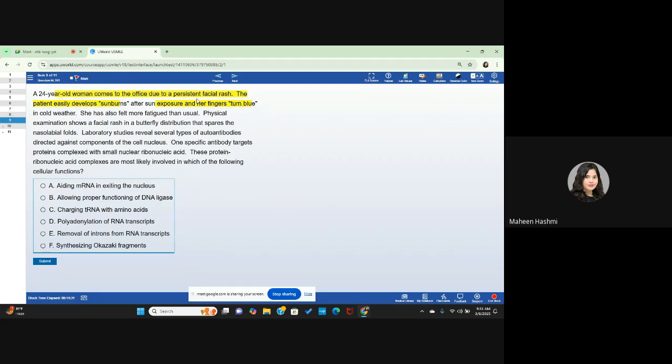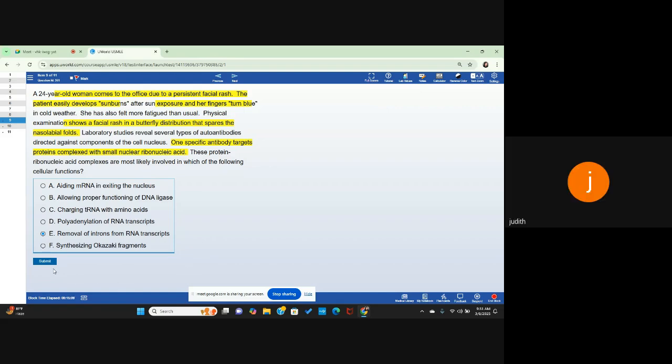The patient is having a facial rash and sunburns. It's a very classic butterfly rash. The question asks about a targeted protein. So we know they're talking about SLE. What do you think the answer is here? Removal of introns from RNA. It's anti-Smith, and it attacks the spliceosome. So we all agree with her answer choice E.